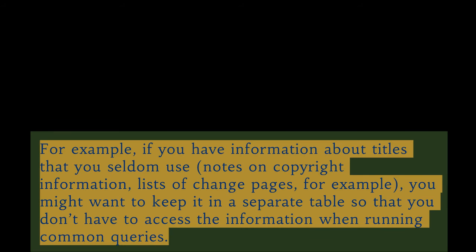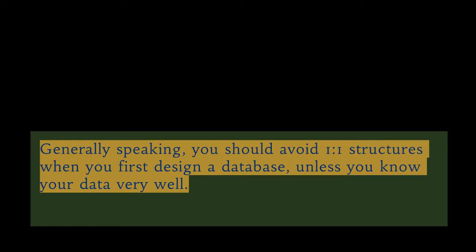For example, if you have information about titles that you seldom use, notes on copyright information, lists of change pages, you might want to keep it in a separate table so that you don't have to access the information when running common queries. Generally speaking, you should avoid one-to-one structures when you first design a database, unless you know your data very well.